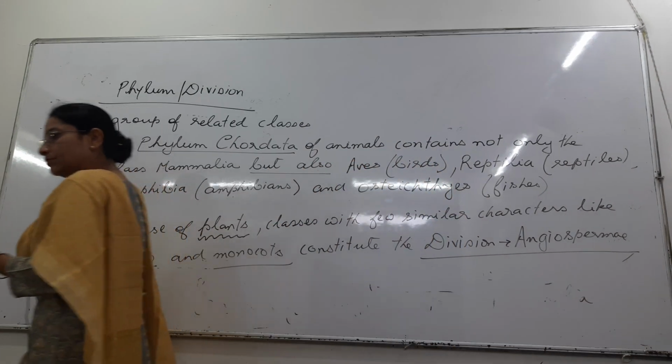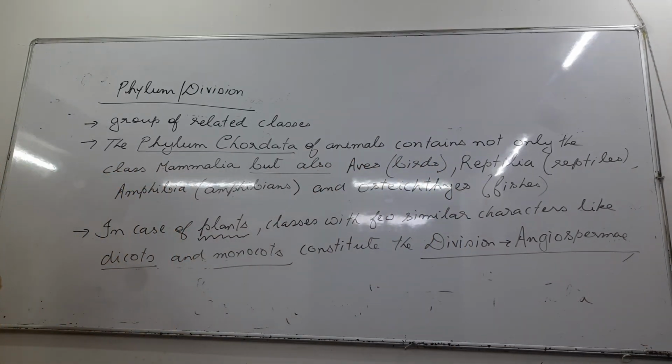Two examples: one is phylum Chordata, or in case of plants, since we do not use the word phylum, we use the word division. The division is Angiospermae.